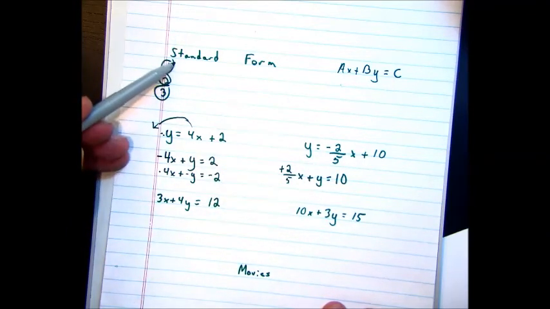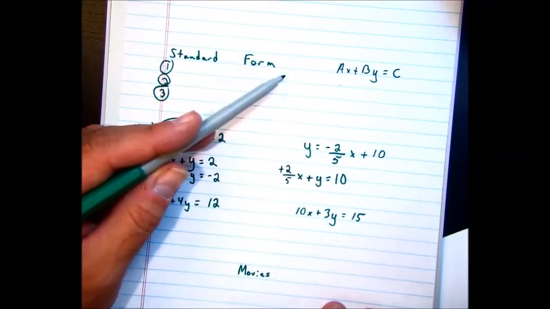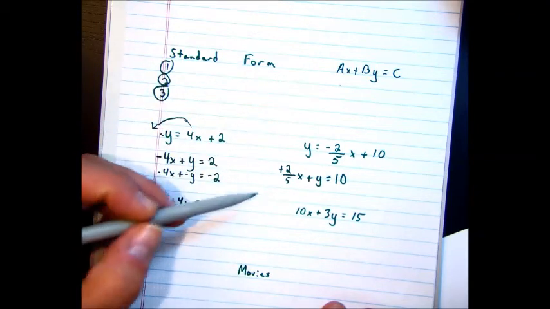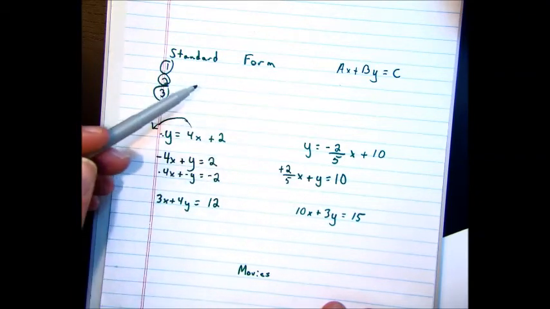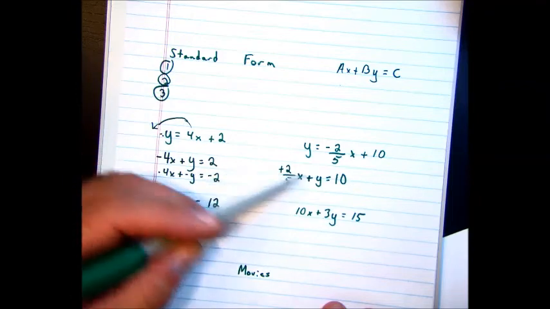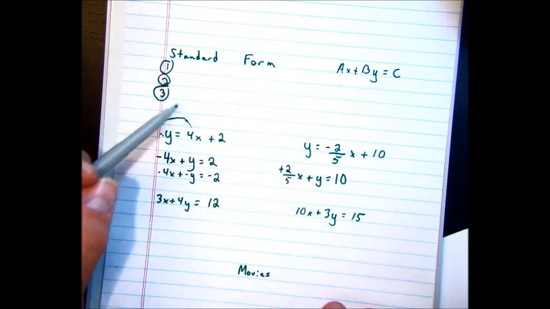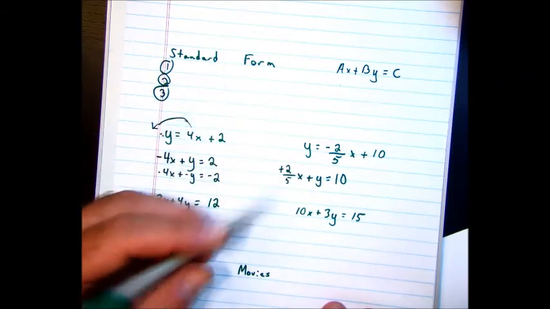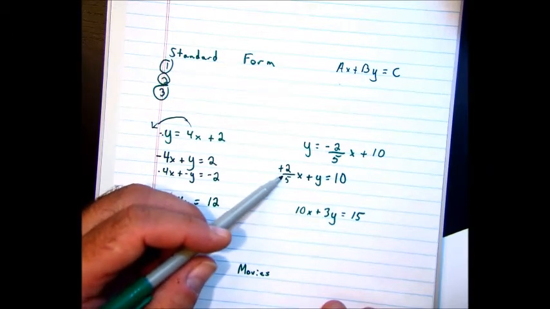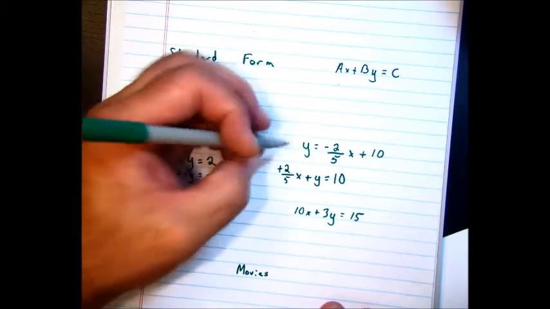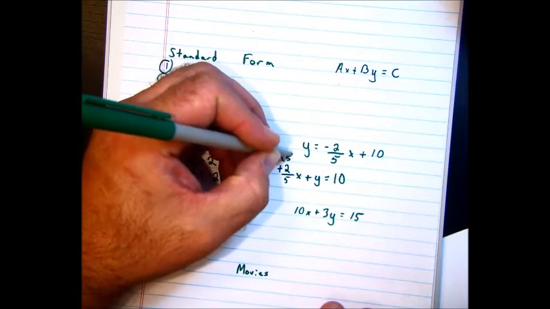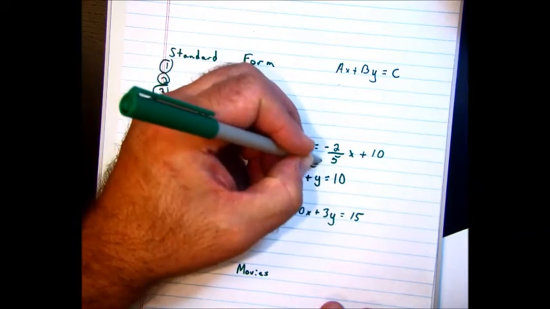Okay, so first, are my x and y in the same spot? In order, x and y, yes. Second, do I have a negative sign in front of this? Nope. But I do have a fraction. So who remembers how we get rid of a fraction? Correct. You multiply the entire problem by the denominator.